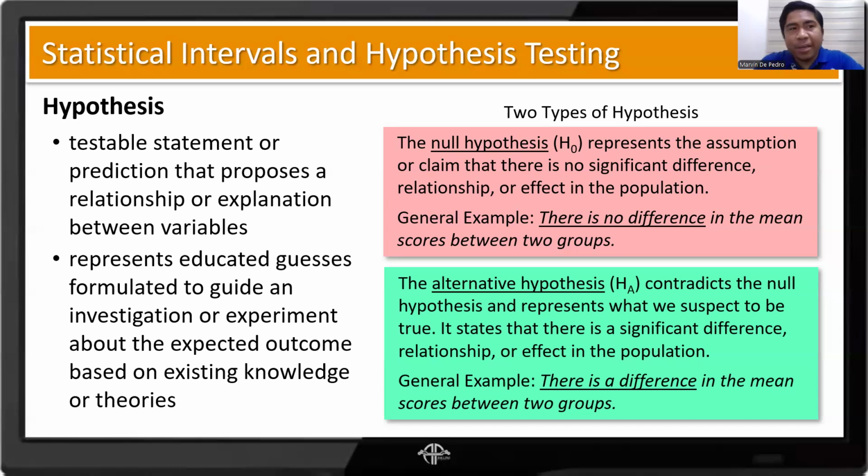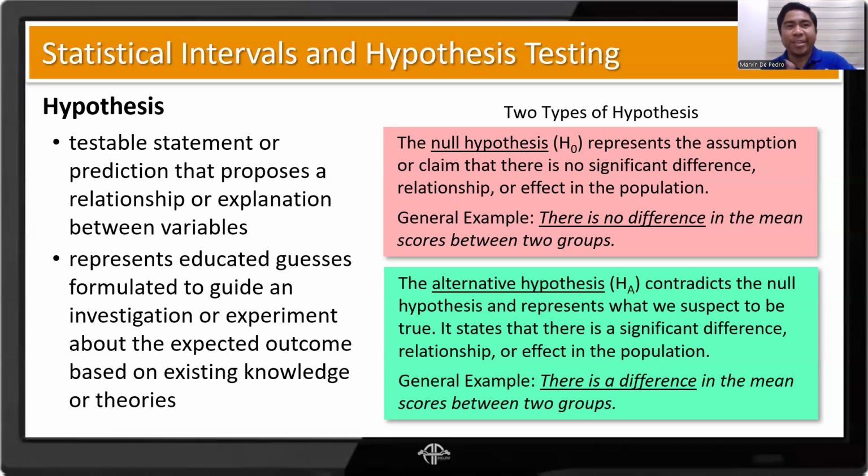As said here, it is a testable statement, meaning it's a statement that we can prove or disprove. Or maybe it's a prediction that we can prove or disprove. Statement or prediction that proposes a relationship or explanation between variables. So relationship whether one variable is correlated to another or proportional to the other, or maybe whether one variable causes something to change in another variable. Meaning there's a causation.